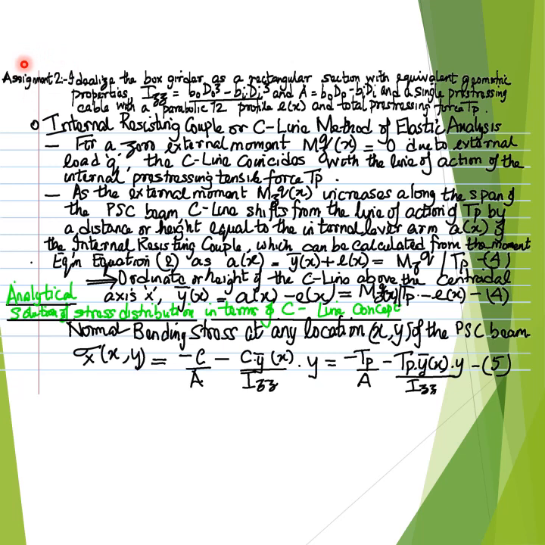part 2 of question number 1 of assignment number 2, that requires the determination of the C line or the locus of the internal compressive force resultant in the concrete due to the combined action of the externally applied uniformly distributed load of intensity Q, as well as the pre-stressing force T subscript P in the pre-stressing steel after transfer.